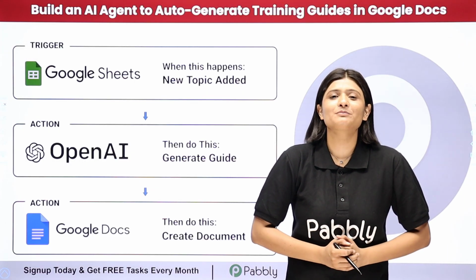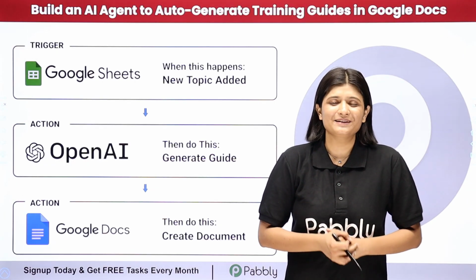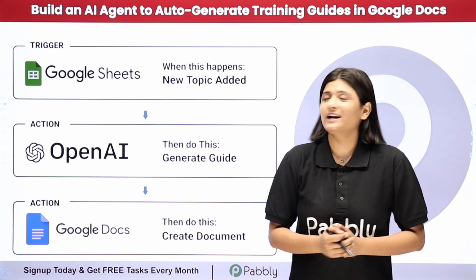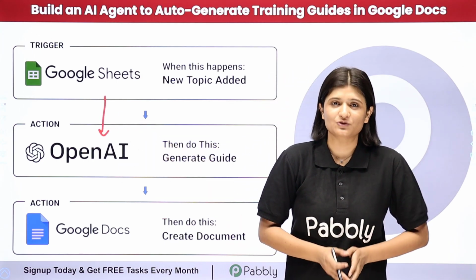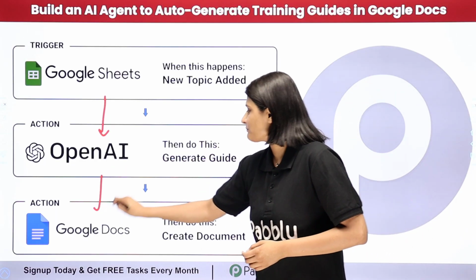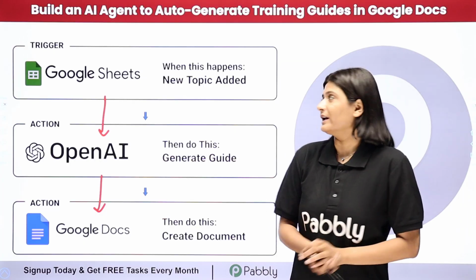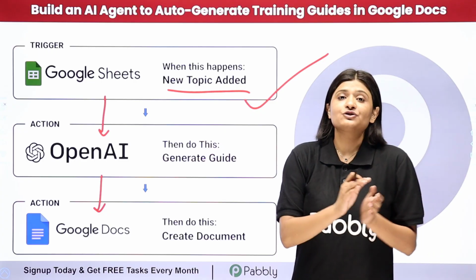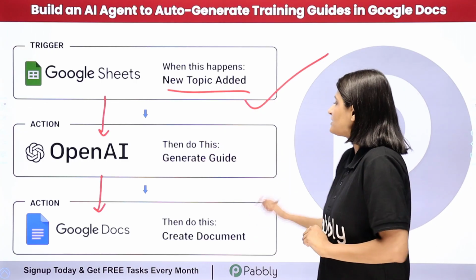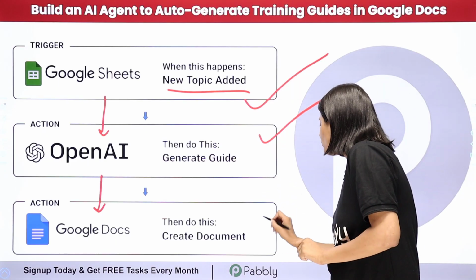So Pabbly Connect is an amazing automation and integration software which requires no coding or programming skills. Here I just need to build connection between Google Sheets, OpenAI. Here I am going to use my AI agent as OpenAI and then Google Docs. Now with the help of Pabbly Connect, I am going to build this connection in such a way that whenever I am going to add a new topic in my Google Sheet spreadsheet, the training guide will be automatically generated with the help of OpenAI and the document will be automatically created in my Google Docs.